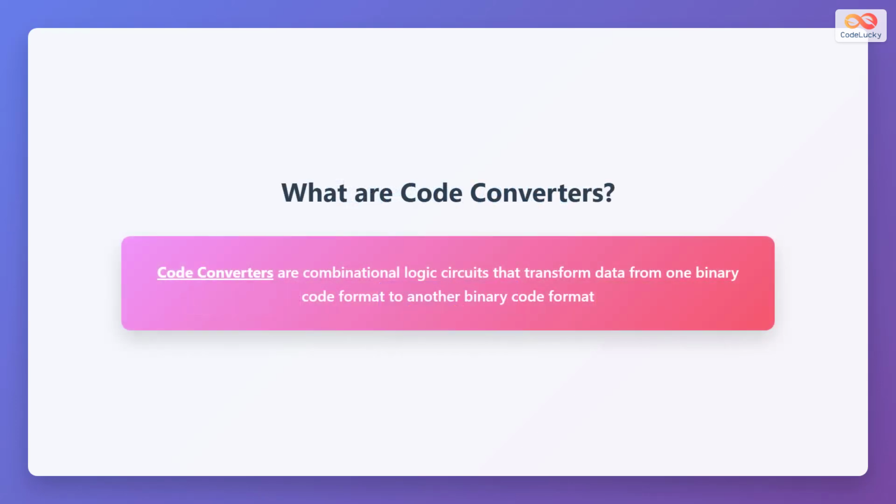What exactly are code converters? Code converters are combinational logic circuits. They have the ability to transform data from one binary code format to another. This means if you have data represented in one type of binary code, a code converter can translate it into a different binary code.